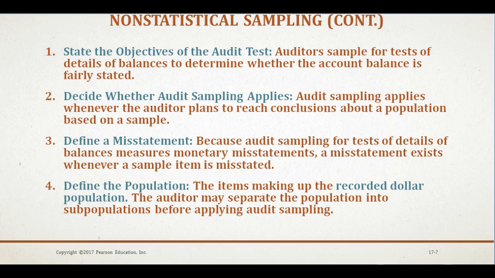The third step in the audit sampling is for the auditor to define a misstatement. Because audit sampling for tests of details of balances measures monetary misstatements, a misstatement exists whenever a sample item is misstated. The fourth step to the audit sampling is for the auditor to define the population to be used for the sampling. These are items making up the recorded dollar population. The auditor may separate the population into subpopulations before applying audit sampling.